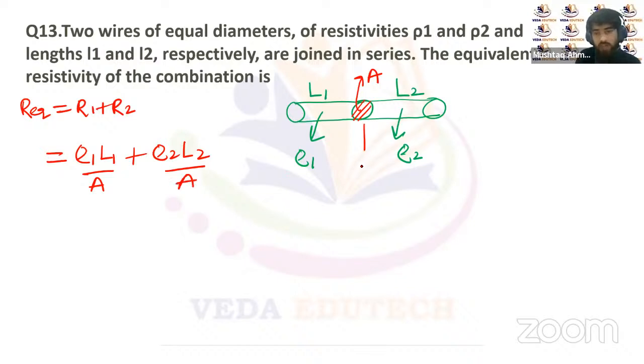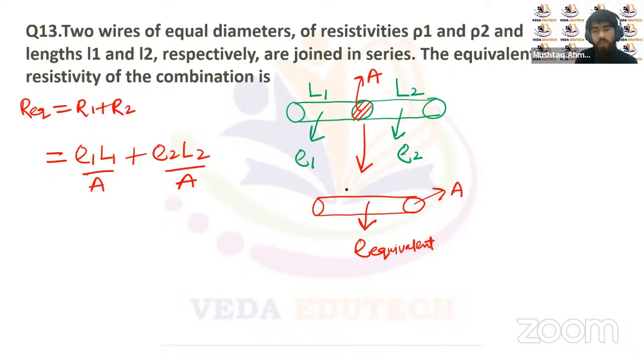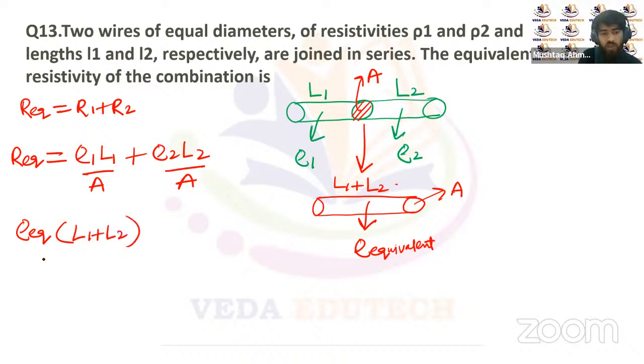Now let's suppose the equivalent resistor has area of cross section A and equivalent resistivity ρ equivalent. The length of this conductor will be L1 plus L2. So R equivalent will be ρ equivalent multiplied by the length of this equivalent resistor, L1 plus L2, upon the area of cross section A.